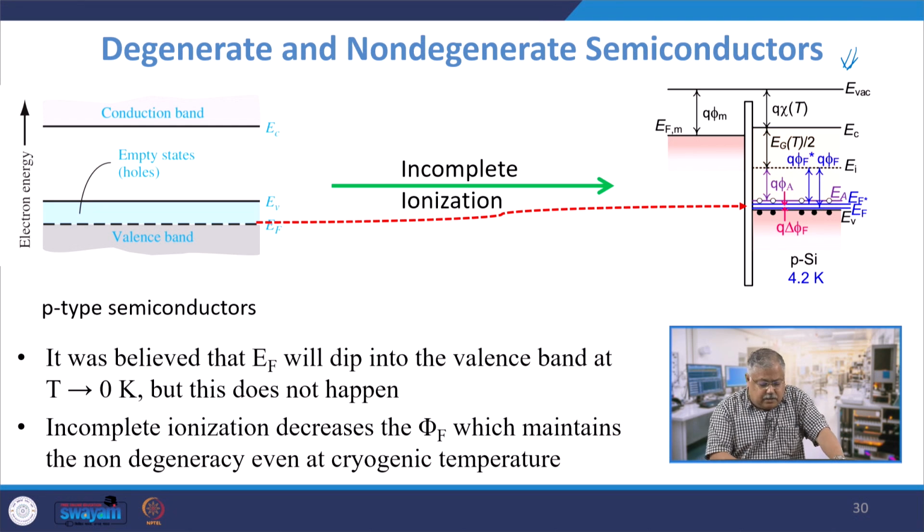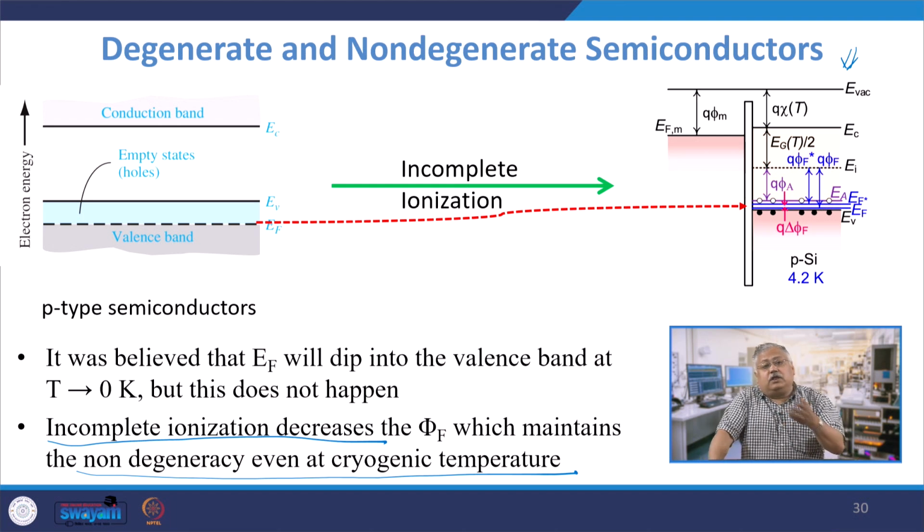That is what is written here, right? Because of incomplete ionization, there is non-degeneracy even at cryogenic temperature, which means that if there would have been a 100% complete ionization at T equals 0 Kelvin, I would actually get a degenerate semiconductor and I will be very happy. It does not work out because the thermal energies are so small, you end up having a non-degeneracy even at cryogenic temperature, right.